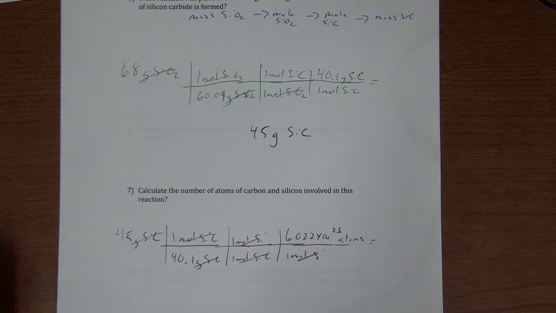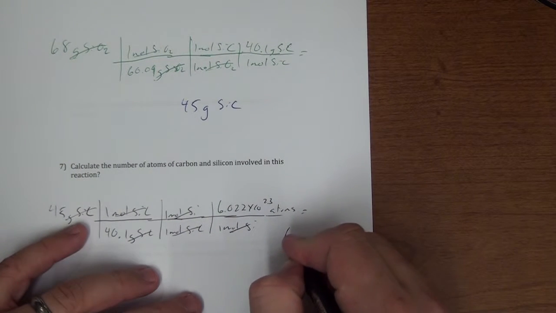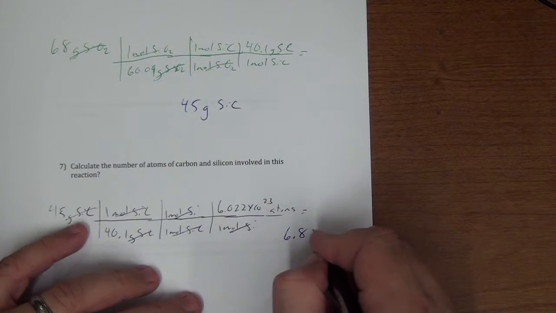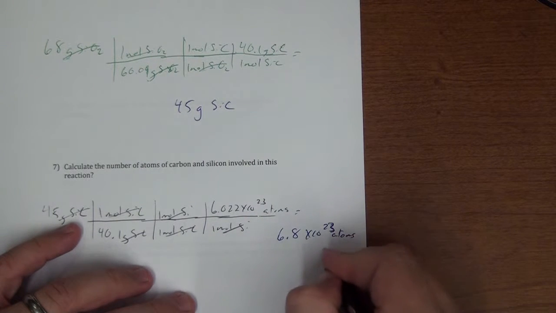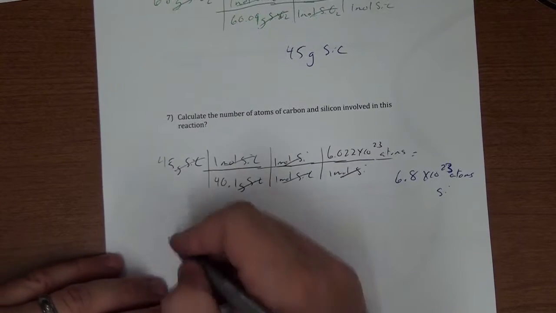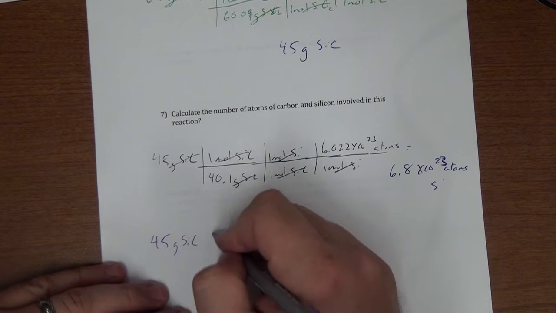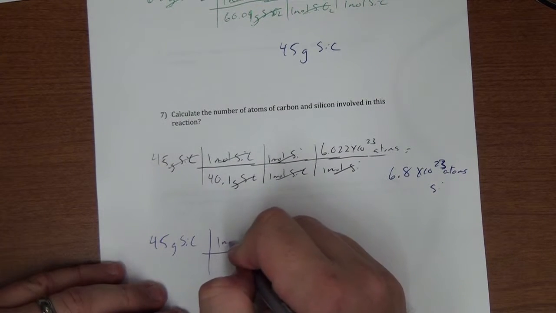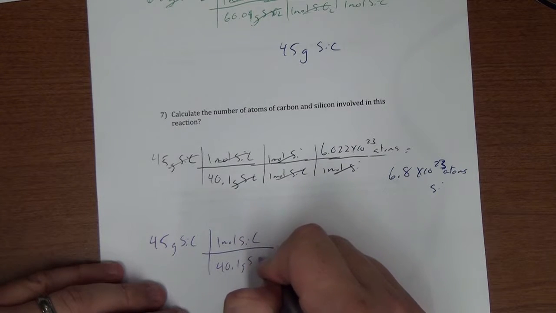So when we do that, we see that we get 6.8 times 10 to the 23rd atoms of silicon. Right? We can do something very similar for the carbon, again starting with the 45 grams of silicon carbide. We can say that 1 mole of silicon carbide is 40.1 grams of silicon carbide.